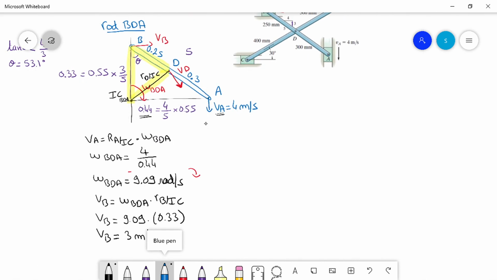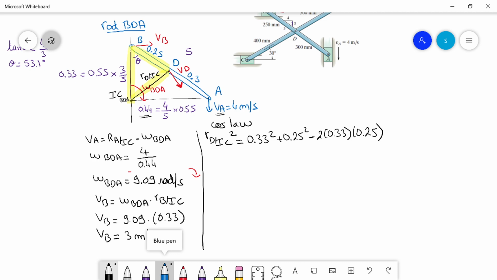Okay. So we have RD about IC. I'm using the cosine law. So RD about IC squared is equal to 0.33 squared plus 0.25 squared minus 2 times 0.33 times 0.25 times the cosine of the opposite angle, that is cosine of 53.1 degrees.